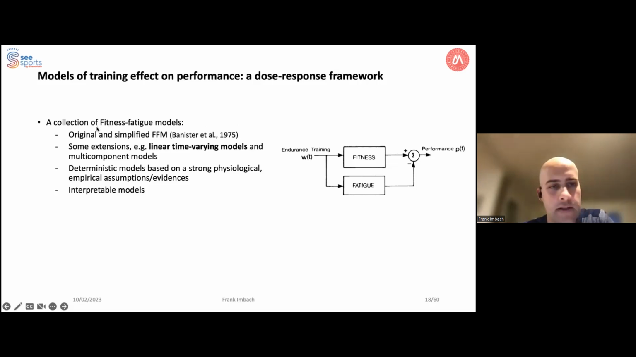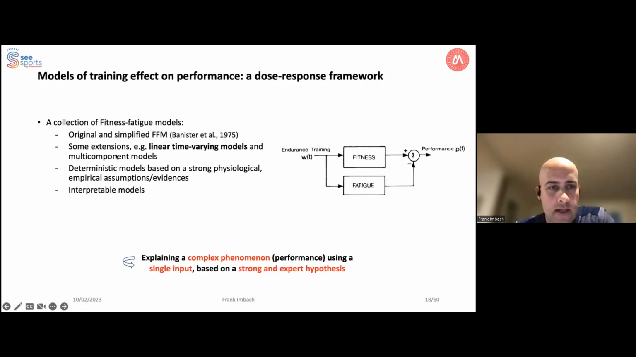And some years later, some extensions were provided. Mostly a big one with linear time varying models. This one is a time invariant model, so the parameters do not change across time, and there are also multi-component models. In linear time varying models, I cite Busso in 2023. And we also have deterministic models. This is a deterministic model based on strong physiological and empirical assumptions and evidence, so that we say the response follows an exponential function that yields the performance. And last thing is that such models are interpretable, so we can interpret the parameters and their evolution in the modeling.